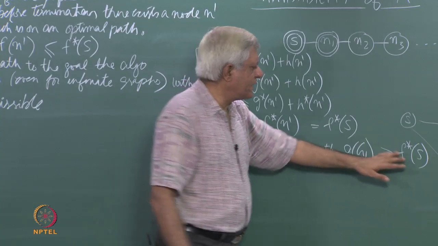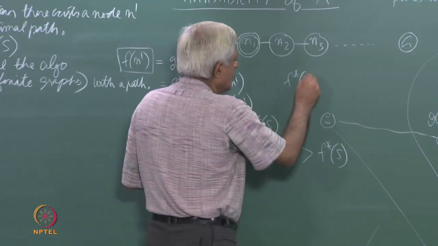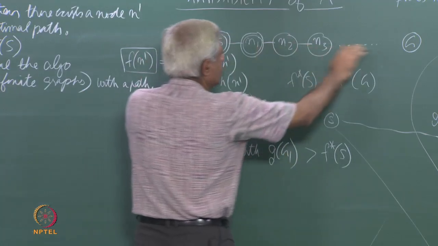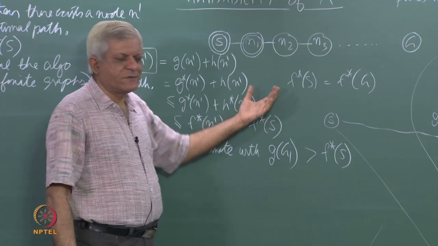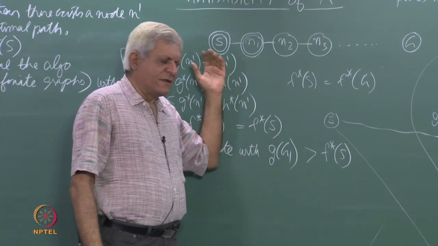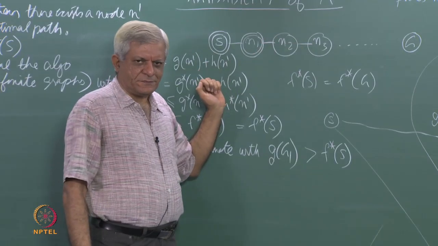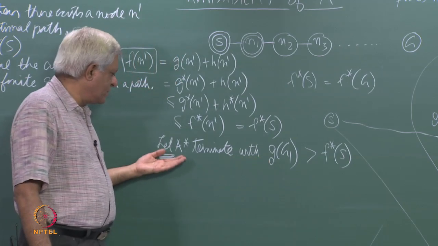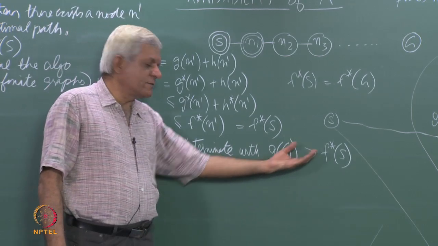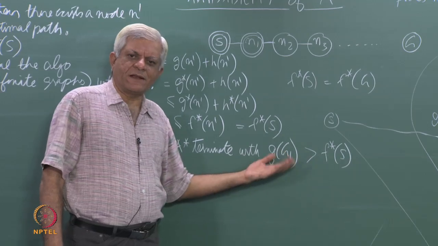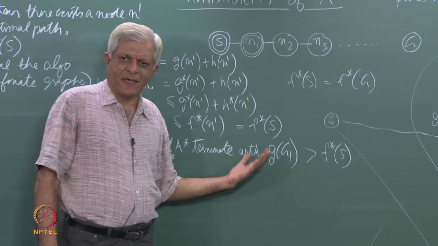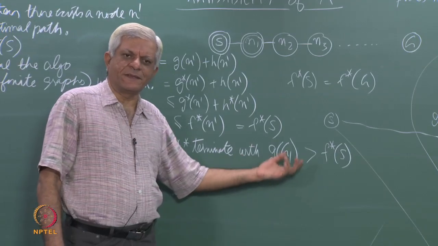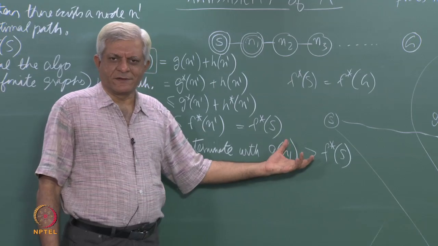Remember, f star of S is equal to f star of G, and in fact, it is f star of any node on this optimal path essentially. All of them, the values are the same, it is the cost of this optimal path. So, we are saying that assume that A star terminates by picking a value which is more than the optimal cost. Now, what I am trying to say is that we cannot make this assumption. It is not a long proof or something, it is just one statement which says that it can never pick such a node and terminate.